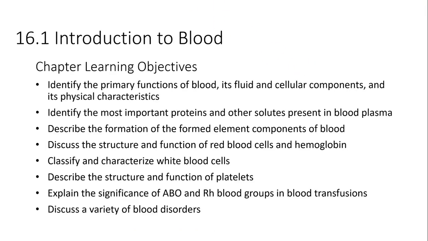So we've got a few different learning objectives here. We're going to look at the different parts of blood, what their jobs are, talk a little bit about structure and function of certain types of blood cells, and then we are going to talk about blood typing and touch on just a couple of different blood disorders in this chapter.